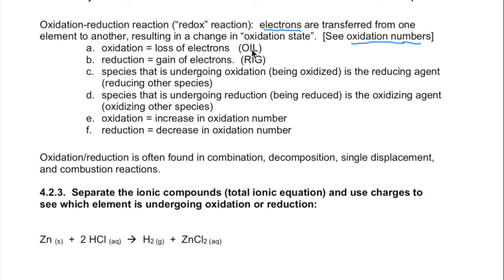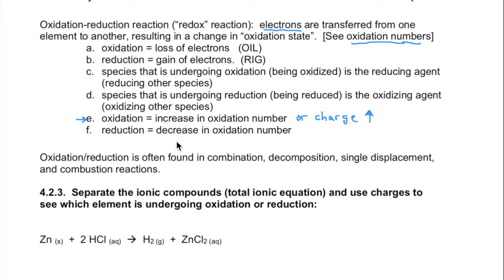So we have this mnemonic over here, OIL RIG. Oxidation is loss, reduction is gain. An element that loses electrons or undergoes oxidation has an increase in oxidation number. If that element is an ion, you can see it pretty clearly by noting the increase in charge. So if an element loses electrons, the charge is going to go up, because electrons are negative.